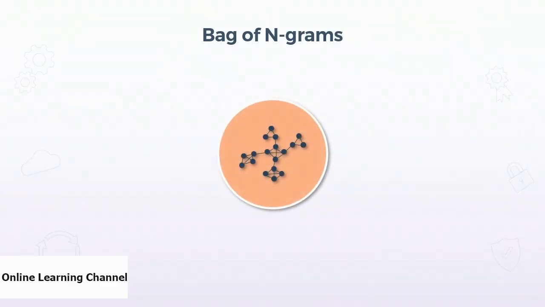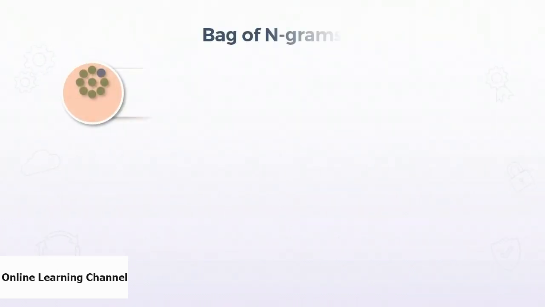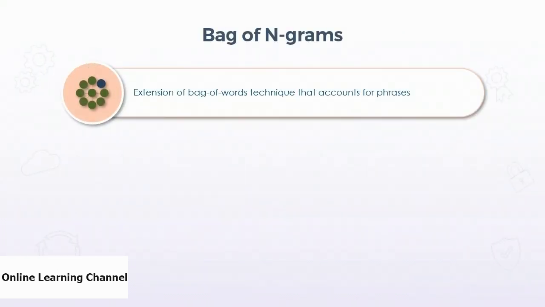In this video, we will learn about another text feature engineering technique called bag of n-grams. As an extension of the bag of words model, instead of using single words, we can account for phrases or a collection of words that occur sequentially. This is known as the bag of n-grams technique, where an n-gram is a sequence of n tokens. So the bag of words model, which uses single words, is essentially a 1-gram or unigram.